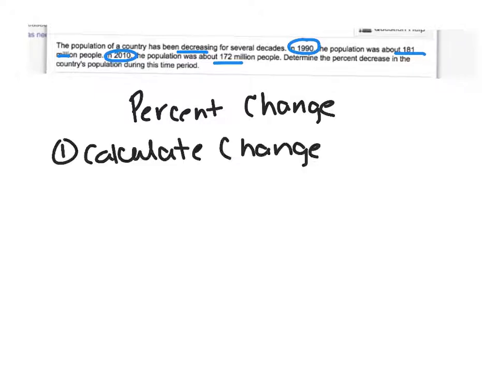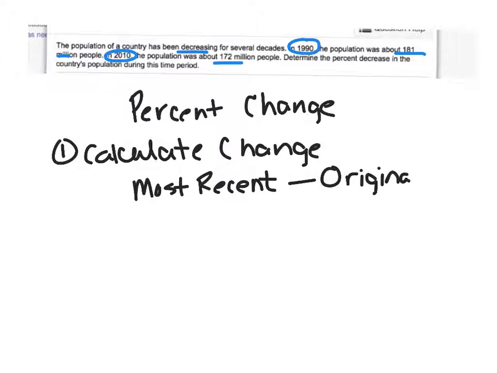So the first step is to calculate how much it changed. You are going to take the most recent amount, the one that occurred last, and subtract the original amount. Remember, original is another word for first. If we look up here at our problem, the most recent one is, of course, 2010. That's the latest amount. So the population at that point was 172 million.